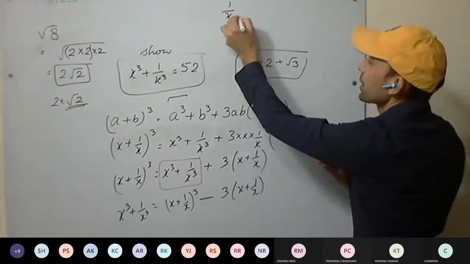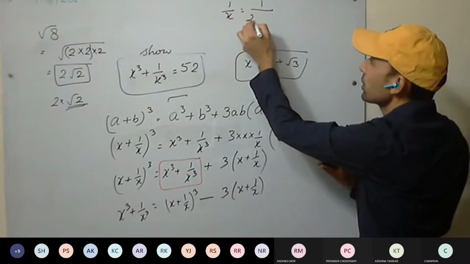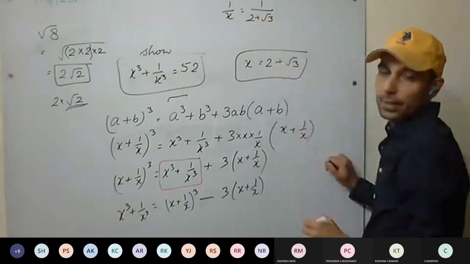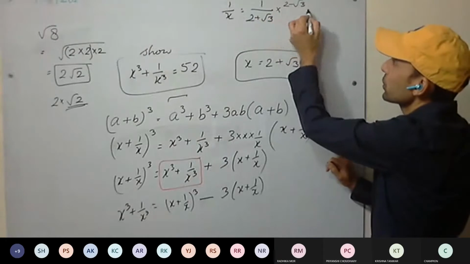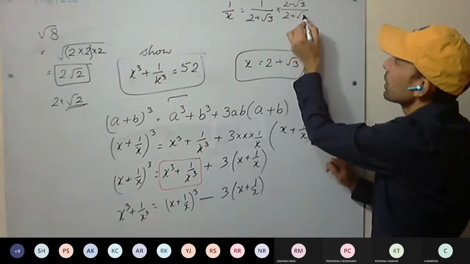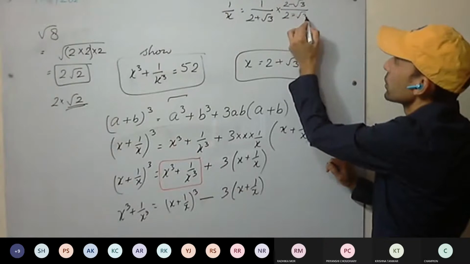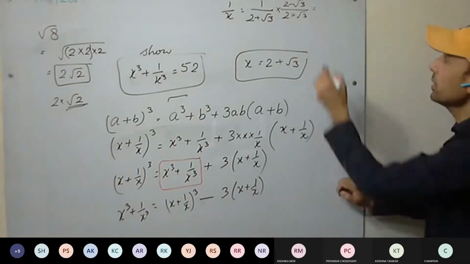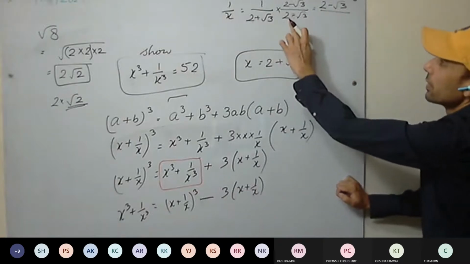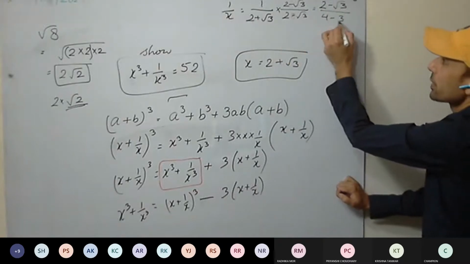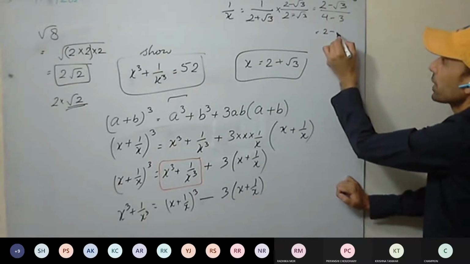And what will be the 1 by x? 1 upon 2 plus root 3. Rationalize the denominator. 2 minus root 3 divided by 2 minus root 3. What will be the answer? 2 minus root 3 divided by 4 minus 3. That is 2 minus root 3.